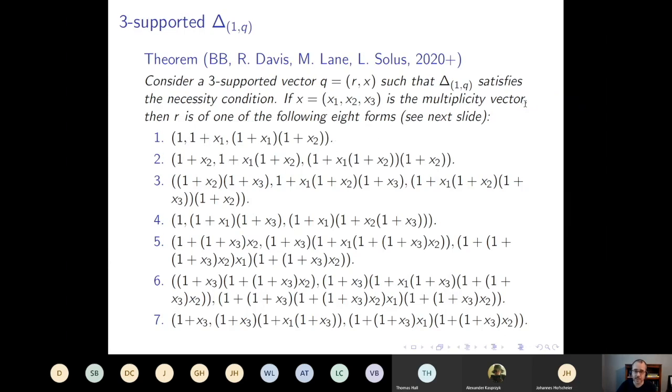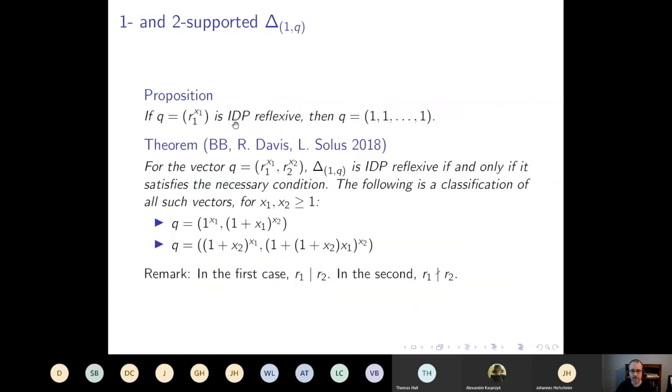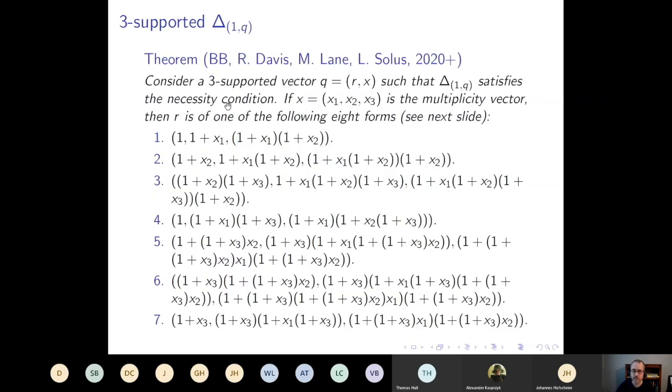We can do a similar analysis in the 3 supported case. And so this is what Rob, Liam, Morgan, and I have gotten done. So if you have a 3 supported vector where delta 1Q satisfies the necessity condition, I'm not going to think about IDP reflexive. I'm just going to think about the necessity condition. And if I fix the set of multiplicities on the weights, then there are only 8 forms that I can have that satisfy this multiplicity condition. And the first 7 of them are particularly important for reasons I'll explain in a minute.